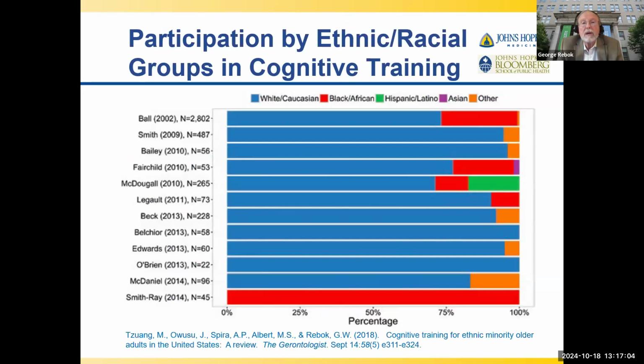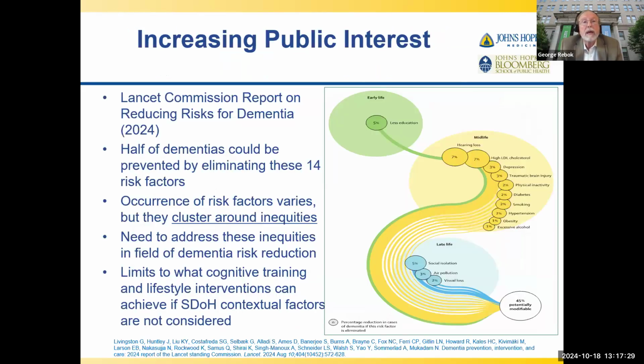And you note here a review that we did in The Gerontologist showing that there has not been proportional representation of ethnic and racial minority groups in cognitive training, with a few notable exceptions, ACTIVE being one of them, and the SENIOR-WISE study by Graham McDougall being another one that had proportional representation. This is changing slowly, but we have a lot of work to do in this area. And because of the high prevalence of dementia and the disparities across racial and ethnic groups, there's been increasing public interest in dementia risk reduction.